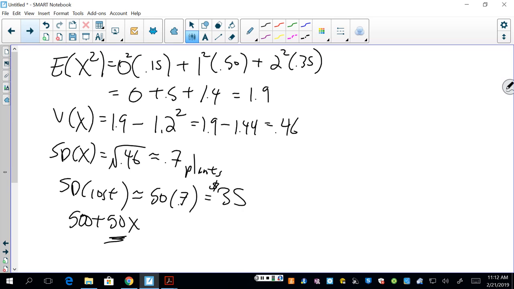Somewhere for this one was the 560 average, plus or minus about $35, depending on the presence of plants. So this is the application of the linear transformation and how it impacts the standard deviation.